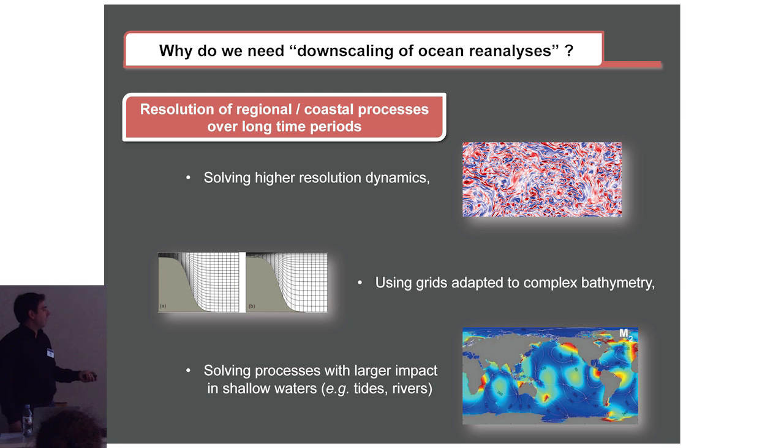And the other thing is that we also have to solve some processes which have a larger impact in shallow waters. The tides are a good example. In coastal models, we have to solve tides. It's mandatory. In the global ocean, we are just starting to solve tides, because the first solutions were not too bad without it. This is something which is very important.